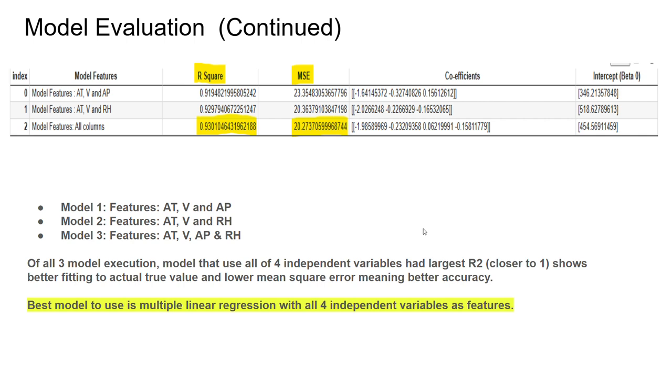So I executed all three models. You can see in model 1 we use 3 features, model 2 uses a different 3 features, and model 3 uses all 4. Out of all 3, you could see R-square closer to 1 is on the model that used all 4 columns as features, and its mean squared error is the lowest among the 3. So model 3 showing a higher R-square shows a better fit to the actual true value, and the lower mean squared error means better accuracy. So the best model to use is multiple linear regression with all 4 independent variables as features. That's it.